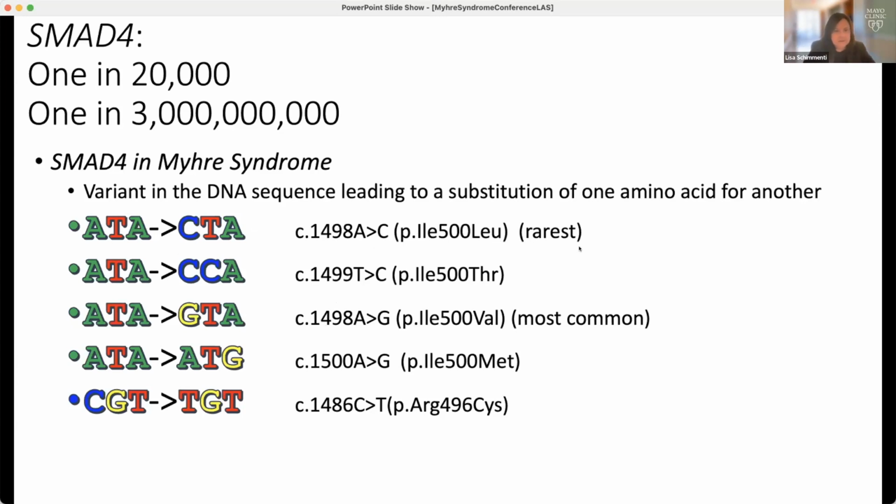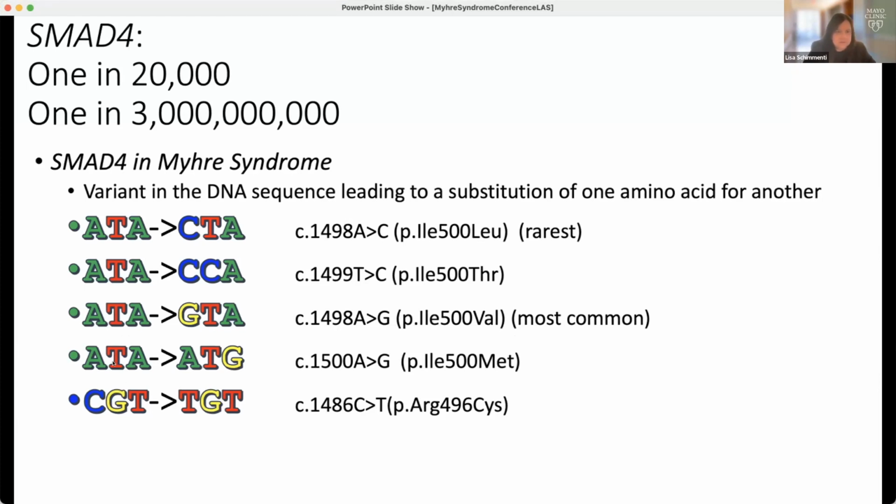That's the rarest. We could also see, instead of ATA, we could see CCA, and that now changes an isoleucine to a threonine, again, changing the code, changing the protein. And these amino acids are different from each other chemically. And so this changes the way SMAD4 works.